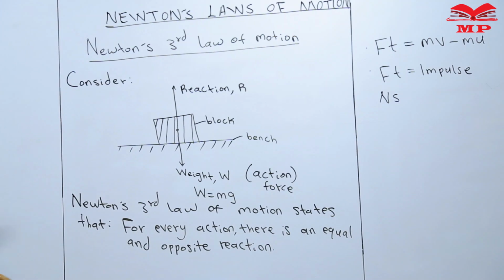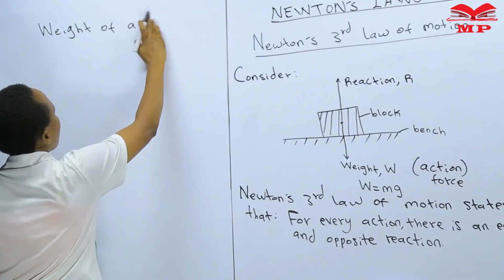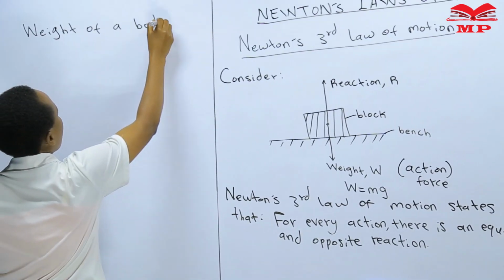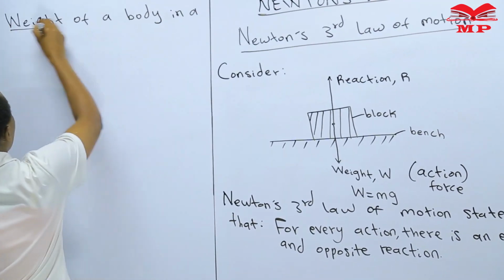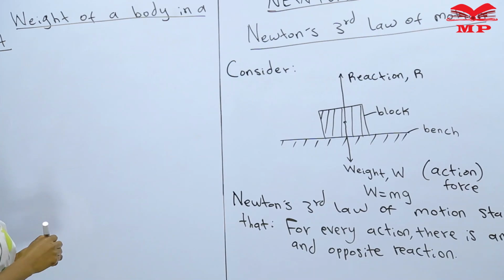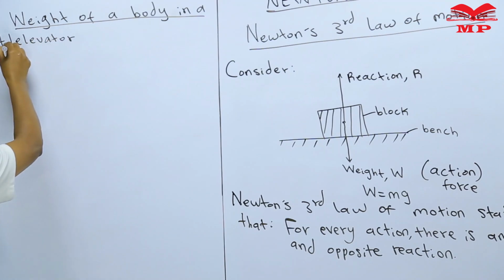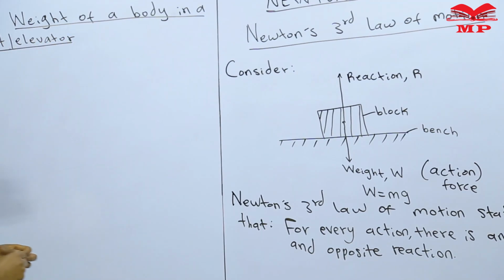With this, we are now going to look at various formulas for calculating the resultant force for a body that is in a lift. So we are going to look at the weight of a body in a lift. A lift is also called an elevator. So the weight of a body in an elevator.